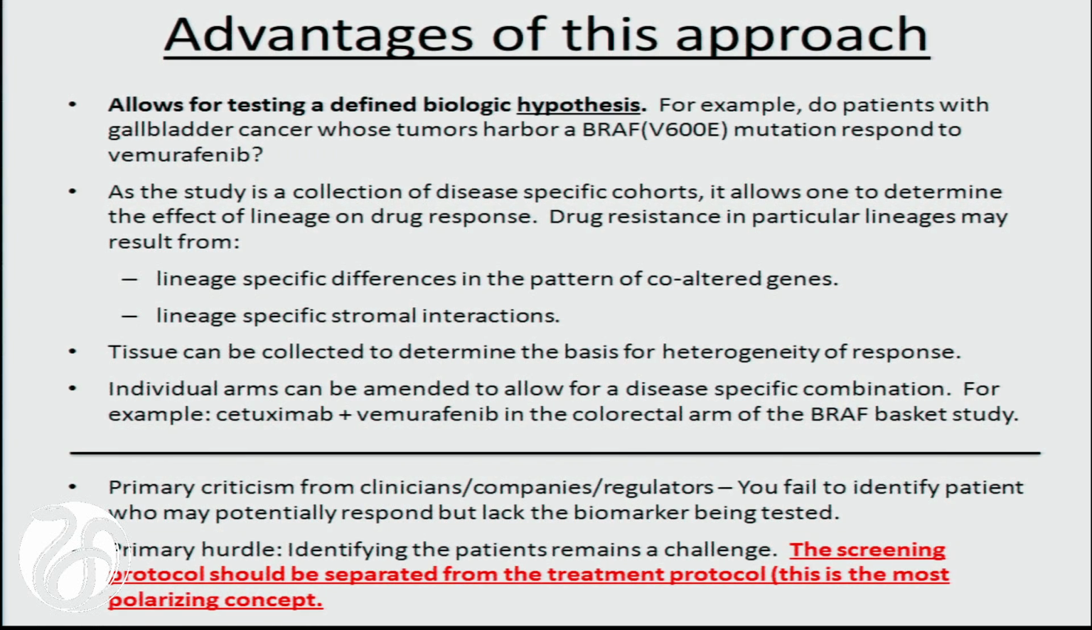Also, what's notable is that the individual arms can even be amended during the study. If you find out that colorectal BRAF is not responding, you can maybe amend that arm of the study after you've already proven that in 15 patients, to add on a second drug to look at a combination therapy within that context. So what are the criticisms of this approach?